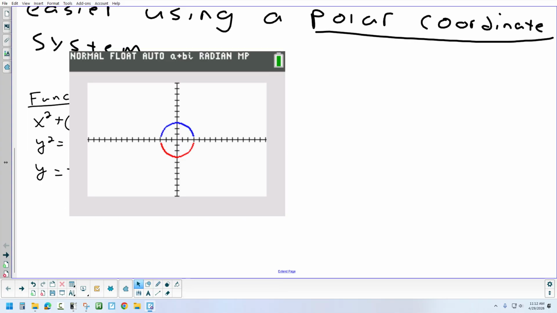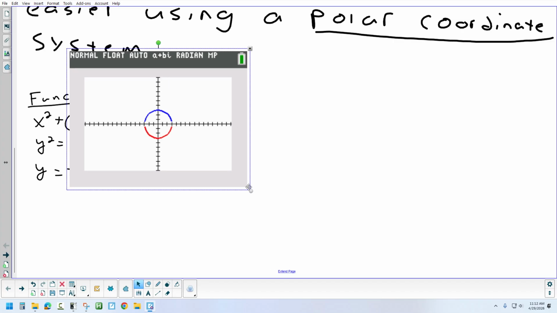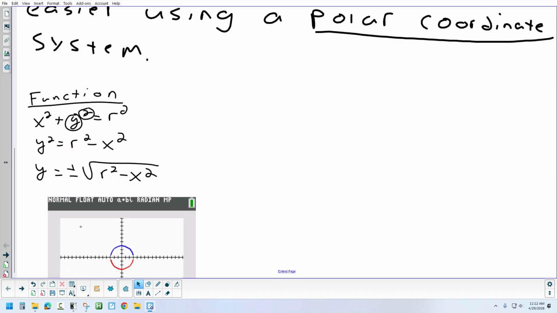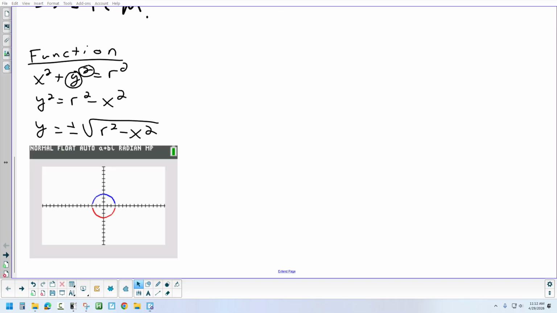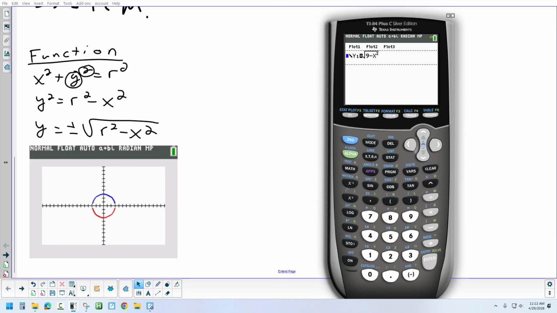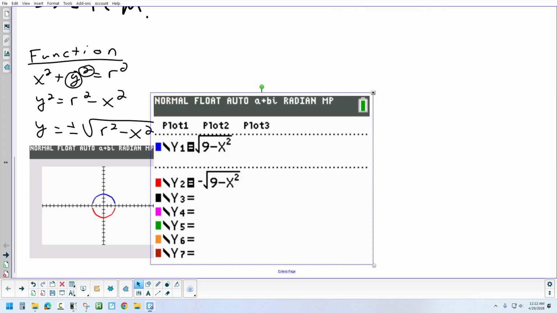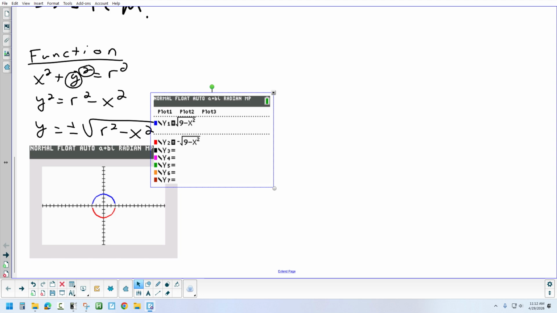And remember, when you start drawing lines that get close to vertical, the calculator has trouble with it. And that's what's happening on the edge of this circle. It's getting pretty steep. Okay, so there's your picture. And here were the formulas that we used. Any question on that first one?